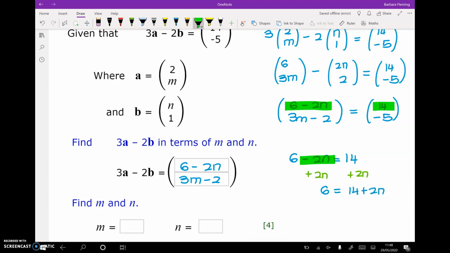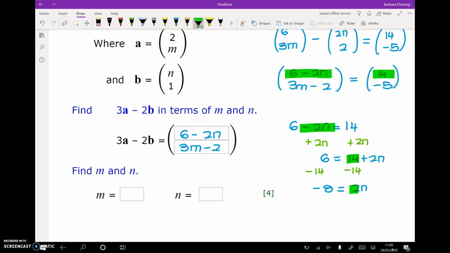Subtract your 14. Minus 14, minus 14. So you've got 6 minus 14, so you've got minus 8 equals 2n. And then divide by your 2. What you do to one side, you do to the other. So your n is going to be minus 4.